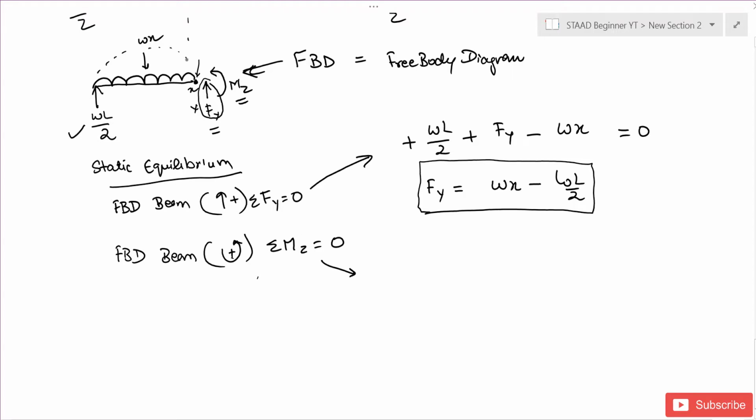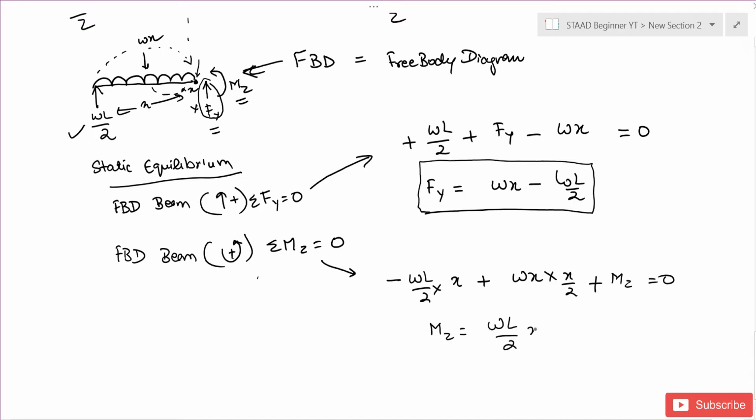So taking it at the point X, what we get is firstly, WL by 2 is trying to rotate this in a clockwise direction. So this is minus WL by 2 into the arm length, which is X. So this distance is X. Wx is trying to rotate it in the anti-clockwise direction, so plus Wx into the distance, which is X by 2. And finally, Mz I have taken in the positive anti-clockwise direction. So it's positive Mz equals 0. Now if I calculate, Mz comes out to be WL by 2 into X minus Wx square by 2.